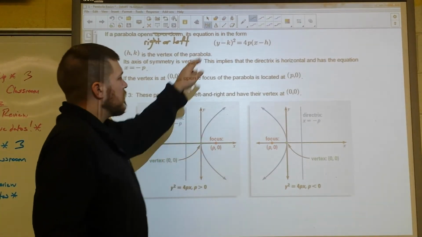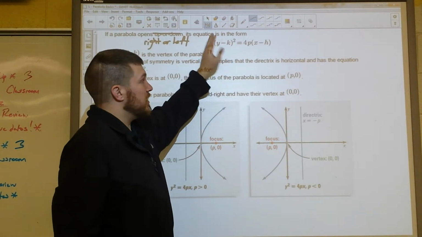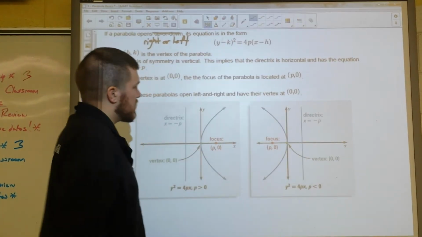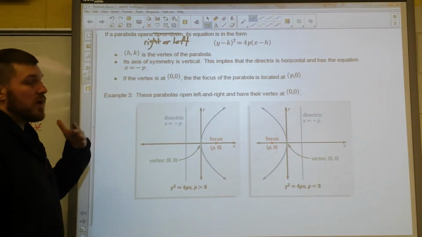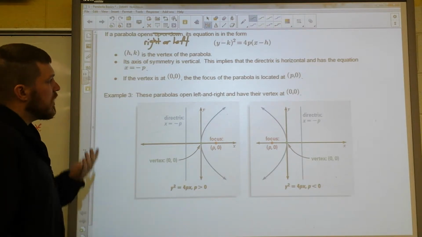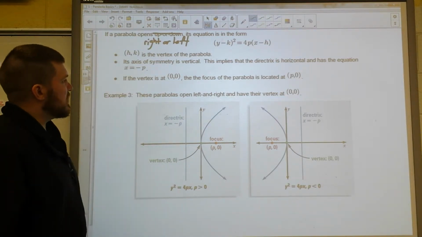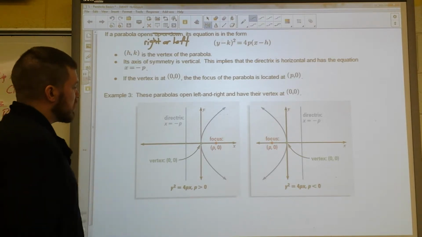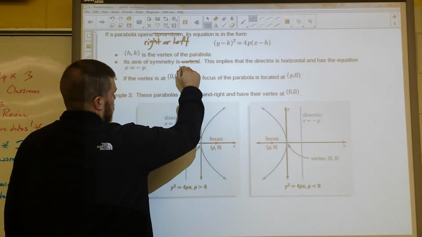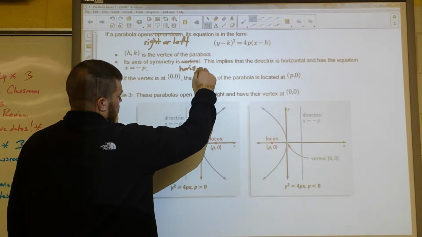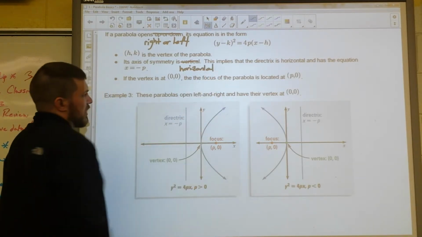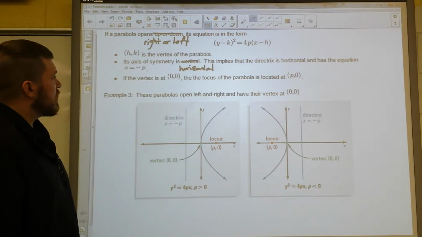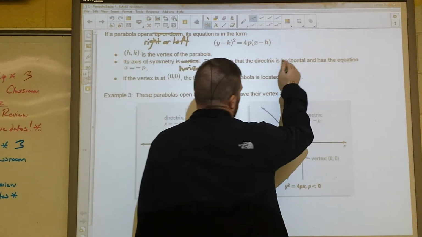Its equation is in the form y minus k quantity squared is equal to 4p times quantity x minus h. Again, quantity means it must be in parentheses for this to work. Here, h comma k is the vertex of the parabola. Its axis of symmetry is horizontal. So fix that. That's what you get when you copy and paste. You make lots of typos. This implies that the directrix is vertical and not horizontal.